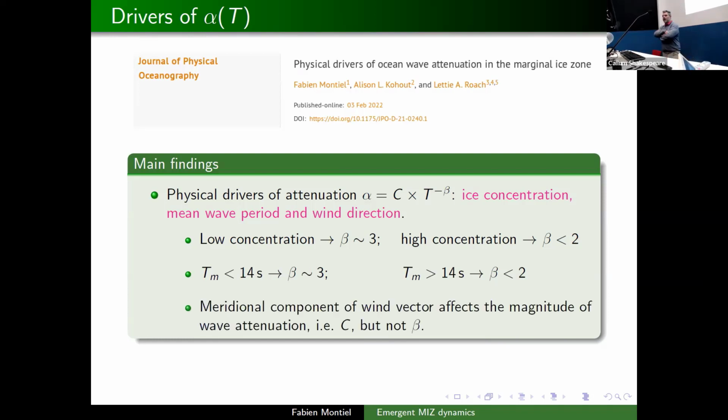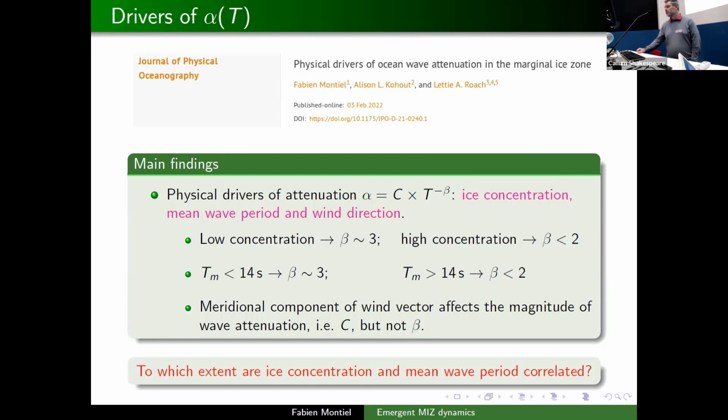But we also found that the wind direction plays an important role here, because it does not affect the power of the relationship, beta, but it affects the coefficient C in front, so how much the waves are attenuating. Particularly with the southerly wind, waves attenuate faster, so alpha is higher than in northerly wind conditions. TM is the mean wave period, yes. So it's averaged over the whole wave spectrum, yeah.